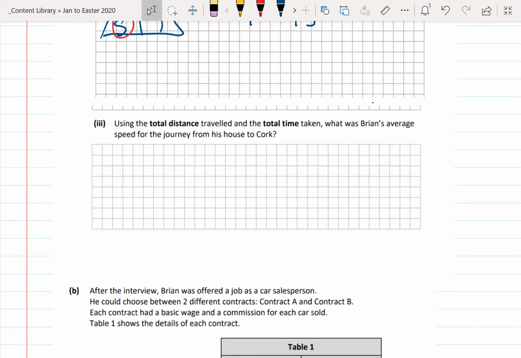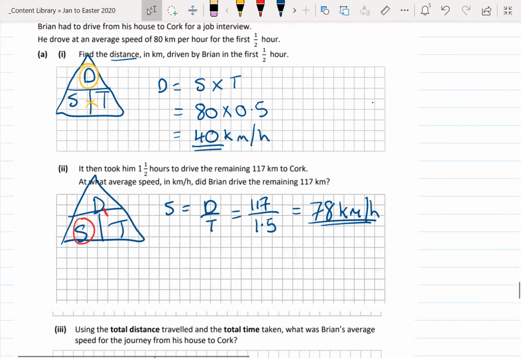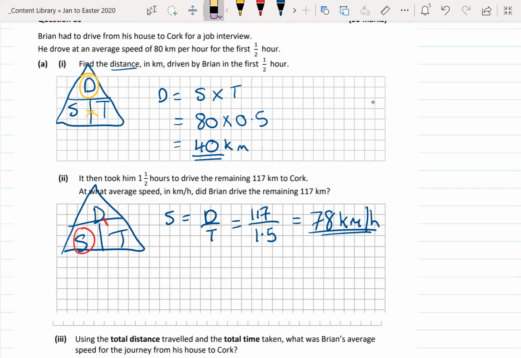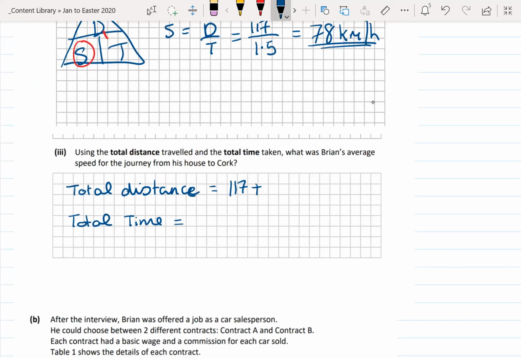Using the total distance traveled and the total time taken, what was his average speed for the journey? So let's find the total distance and the total time. The distance in part 2 was 117 kilometers, and the first part was 40 kilometers. So 117 plus 40 gives us 157 kilometers. The time was 0.5 hours for the first bit and 1.5 hours for the second bit, so that's 2 hours.